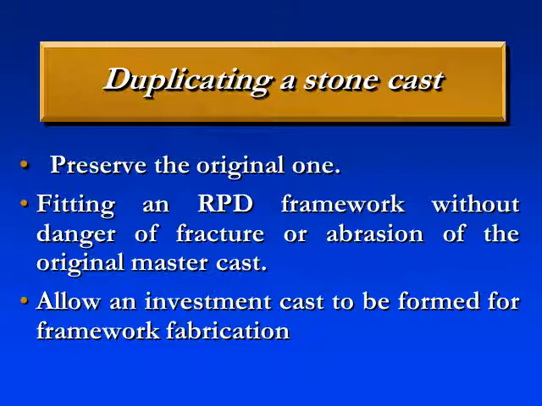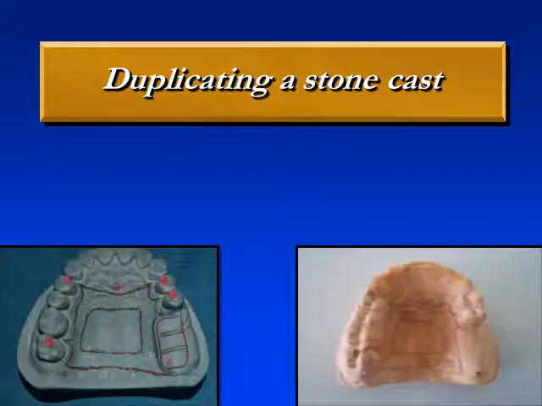Number three, allow an investment cast to be formed for the fabrication of the metal framework. We use the duplication procedure in order to allow the opportunity for the formation of the investment cast or refractory cast to be formed for the fabrication of the metal framework. In this picture, we have two figures. On the left, we have the master cast. On the right side, we have the duplicated cast or refractory cast.